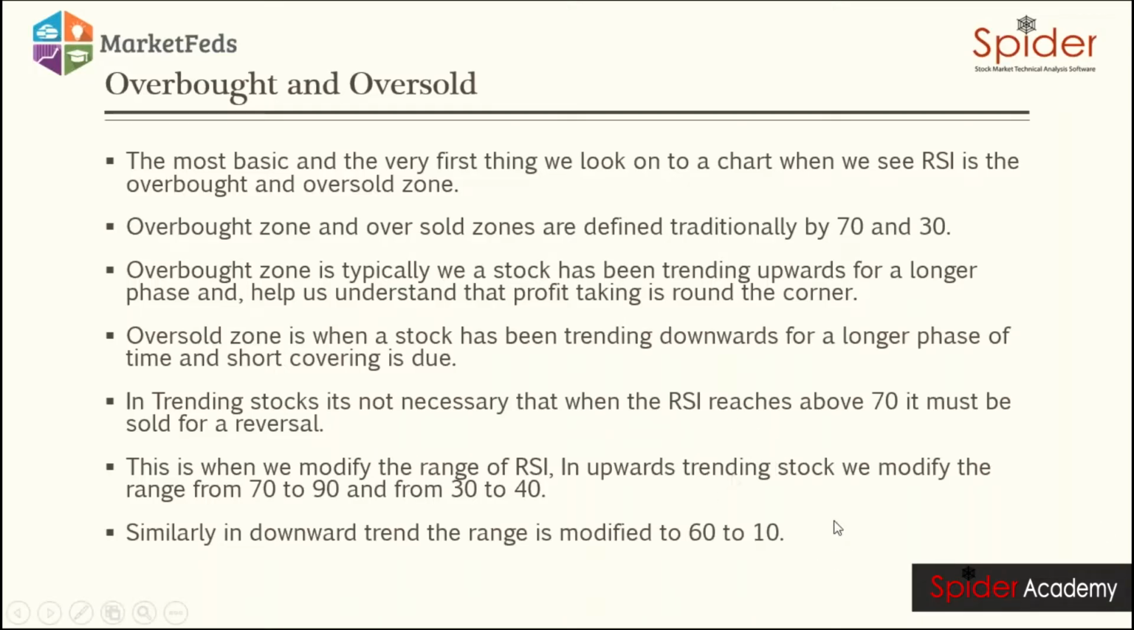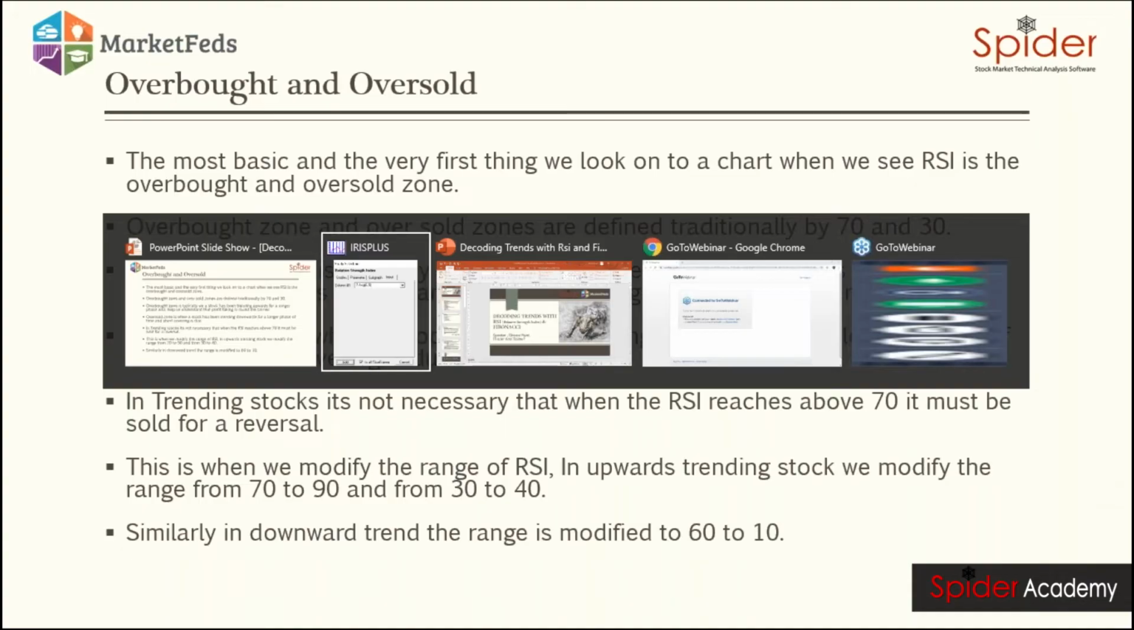Now, what do we do when we see such a thing, that 70 is not your overbought or your oversold zone? We modify the range of RSI. Whenever there is an upward trending stock, we modify the range of RSI, the upper limit from 70 to 90 and the lower limit from 30 to 40. And similarly in a downward trend, the range is modified from 60 to 10. Now, how do we put it over here?